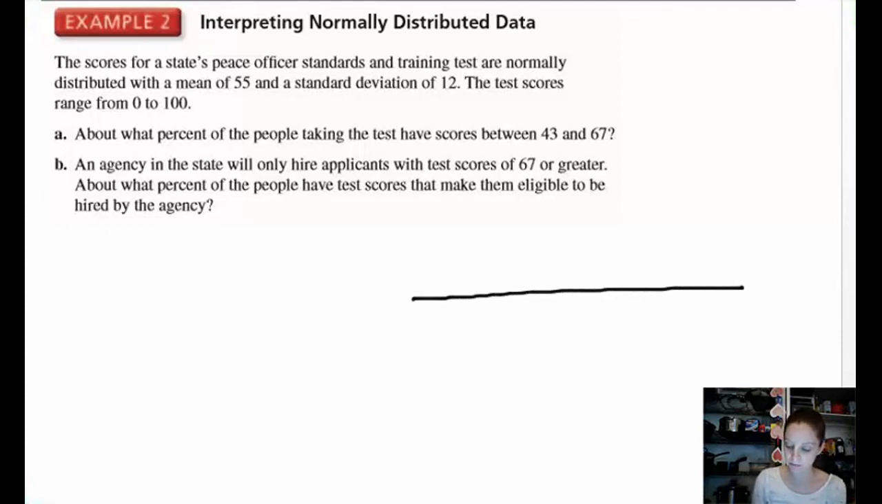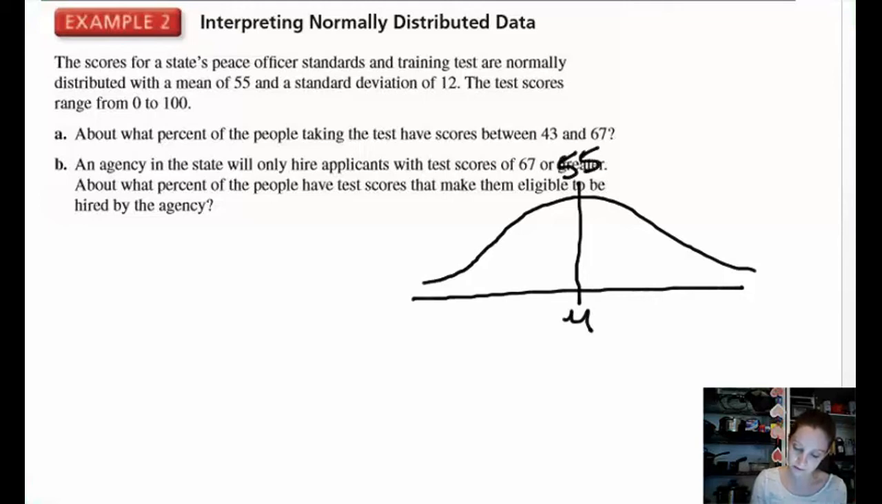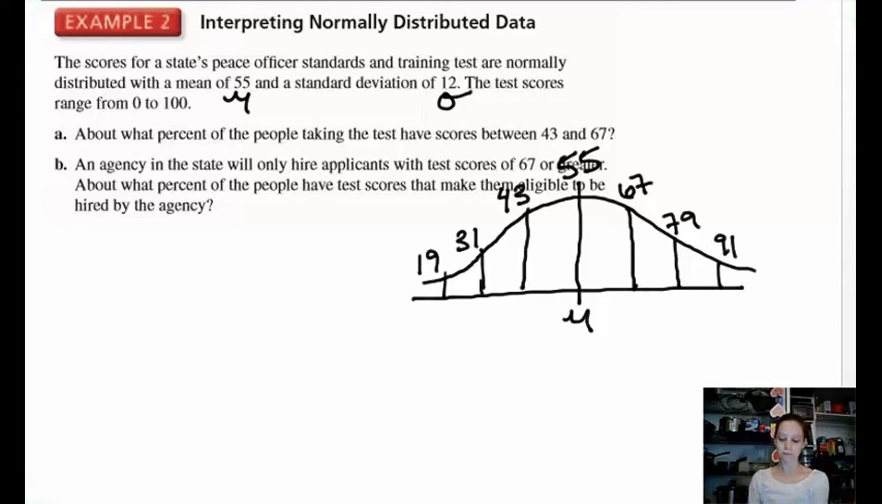Let me draw a graph of this normally distributed data. The mean score, or the mu, is 55. So I can label that here, mu, and the standard deviation, or sigma, is 12. So now I can say 55 plus 12 is 67, plus 12 is 79, plus 12 is 91. And I can do the same on the other side. So I can take 55 minus 12 is 43, minus 12 is 31, minus 12 is 19.